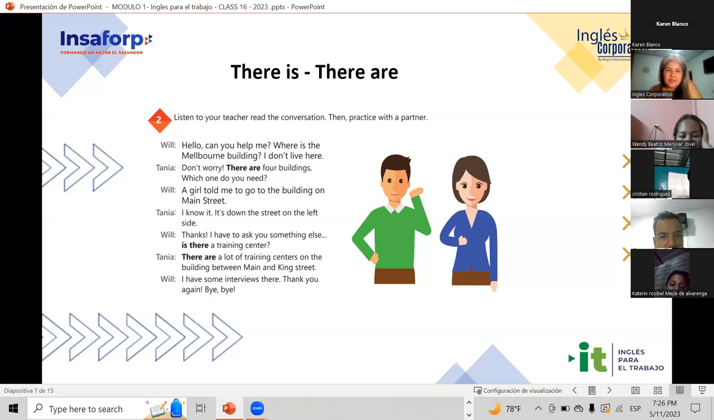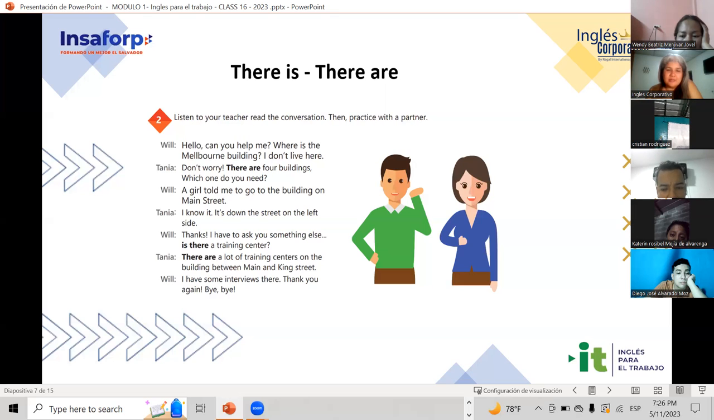Thank you so much. Okay, if you can see, here we are using prepositions of place that we have: between, on. Also, we are using the there is and there are. And we are using addresses, right? We are using all the grammar and vocabulary learned in the previous classes, okay? Estamos utilizando todo el vocabulario aprendido antes y la gramática. Okay, thank you, Karen and Dennis. Diego and Walter now. Diego, you will be Will, and Walter, Tania.